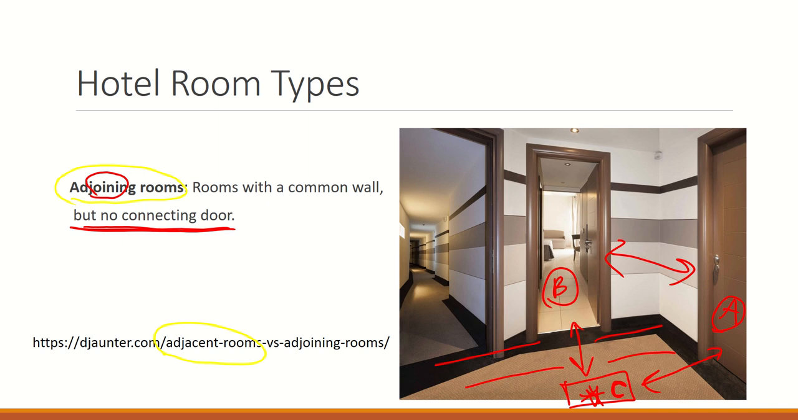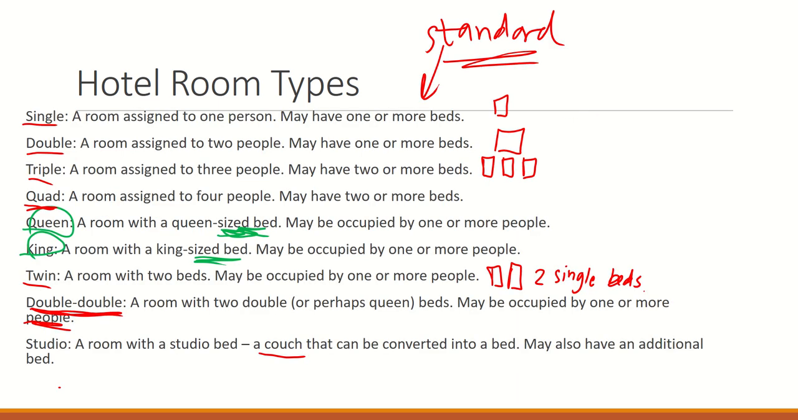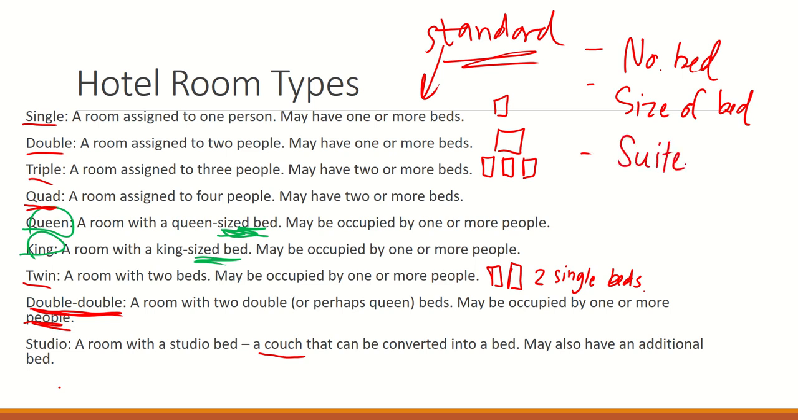Okay. So these are room types. The first one is number of what? Number of beds, right? Standard, number of beds. And then size of bed, king and queen, right? And then suite, very special. And then what?